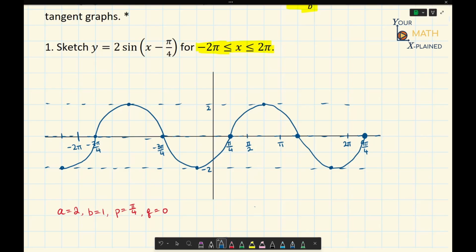So now all we need to do is go ahead and erase the extra bit that we've drawn. So we can erase this part until we're at negative 2 pi. And then we're also going to erase this part so that we're at positive 2 pi. So this is going to be what the graph looks like within that specific domain.